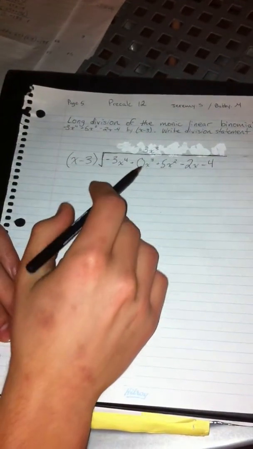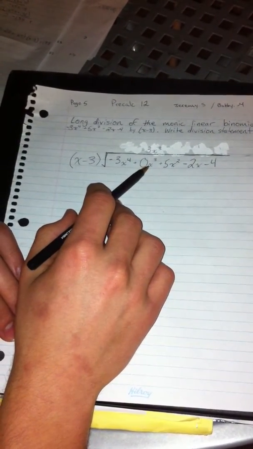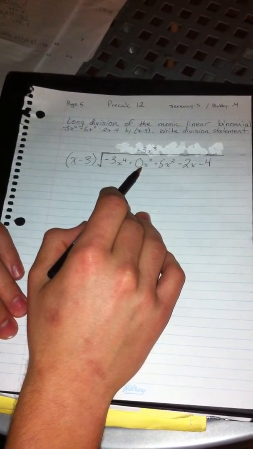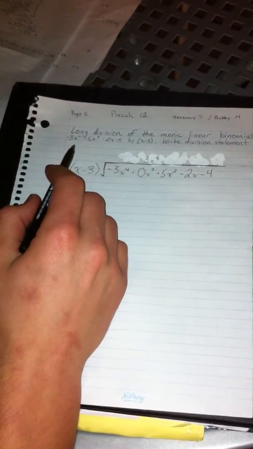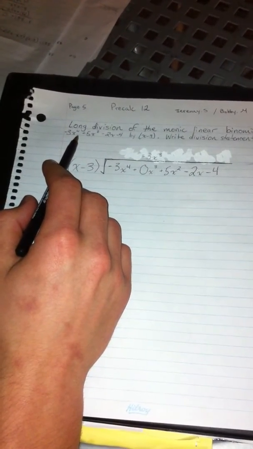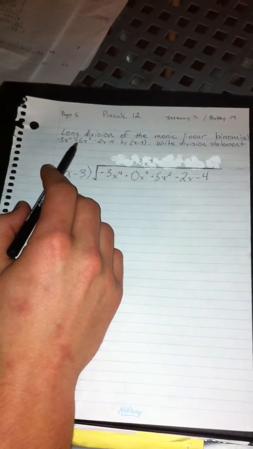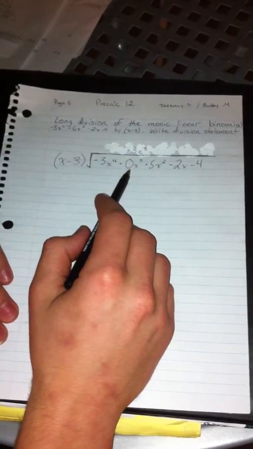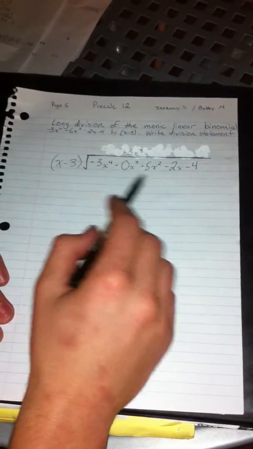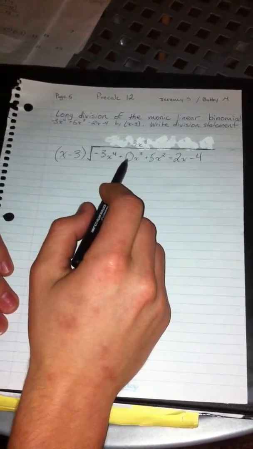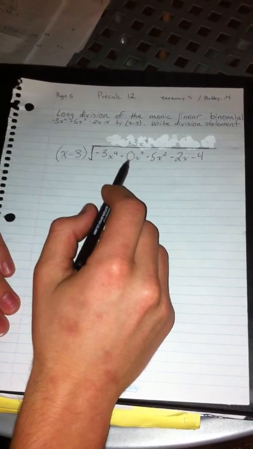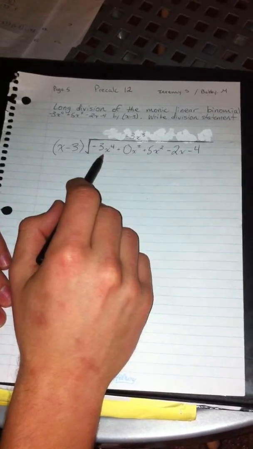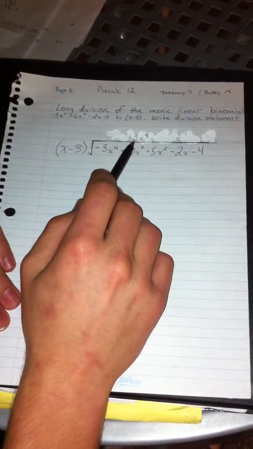Now we have to put that over the x cubed column, which we have had to put a 0 here. It's very important that we put a coefficient for the missing powers. So in this example there is no x cubed, but we must put it in between the x to the power of 4 and the x to the power of 2. So we give it a coefficient of 0. So after we've divided negative 3x to the power of 4 by x, we are given negative 3x cubed.